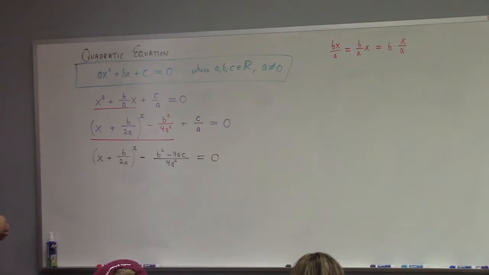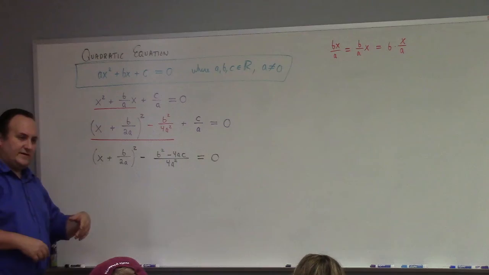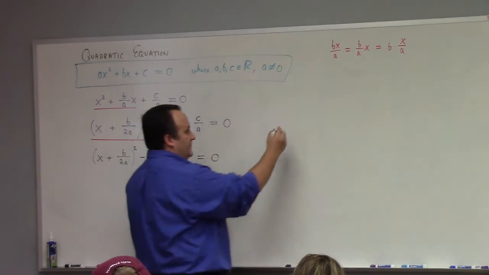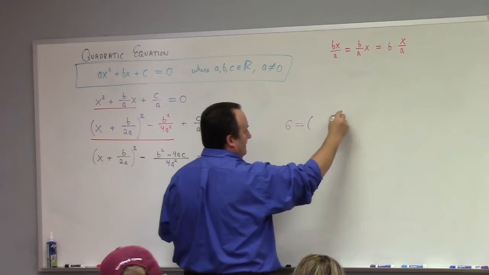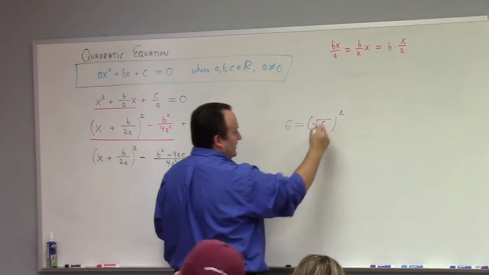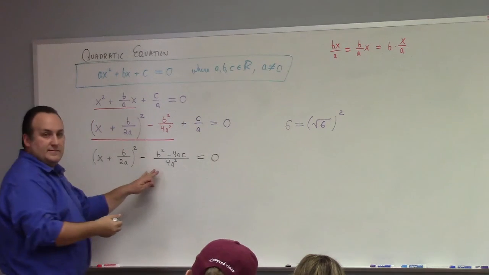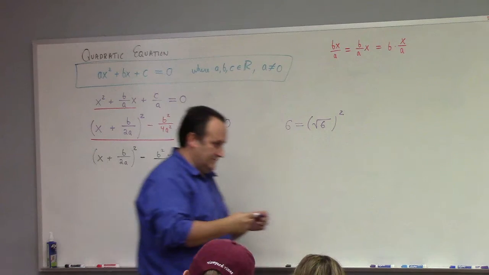Now, I make a very sneaky step. I rewrite that term as a square. How did we do that last week? I had 6. I wanted to write it as a square. How did you do it? Rewrite 6 as the square of something. It's the square root of 6, squared. So I use that same trick here. I rewrite this as the square root of that, squared.